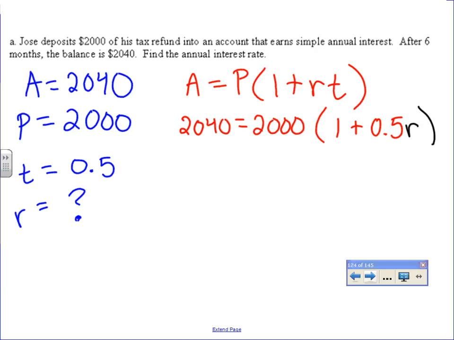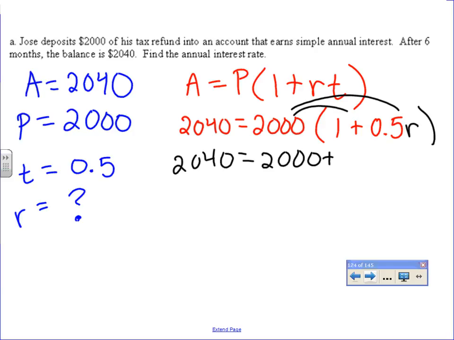Okay, so based on solving equations from Chapter 3, what's the next thing, if we had to solve this in Chapter 3, that I always tell you to do first? Abigail. Good. Distribute. So let's distribute. And yes, there are a couple ways to do this, but let's distribute because that's what you're used to doing. After you distribute, we have 2,040 equals 2,000 plus 1,000R.